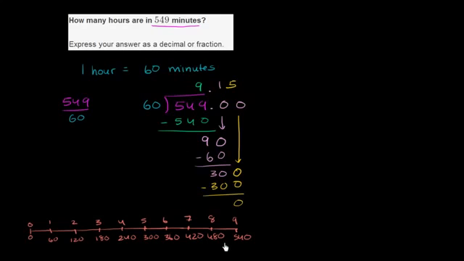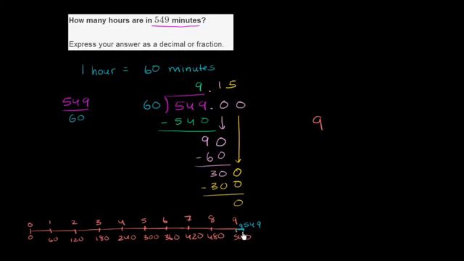Or another way you could think about it is, well, if each hour is 60, 9 times 60 is 540. And we don't want to go to just 540. We have another 9 left. So then we have to go another 9 minutes to go to 549. So you have a little 9 minutes left over. So another way of thinking about this is that 549 is 9 hours, and then you have 9 minutes left over. And 9 minutes is what fraction of an hour?